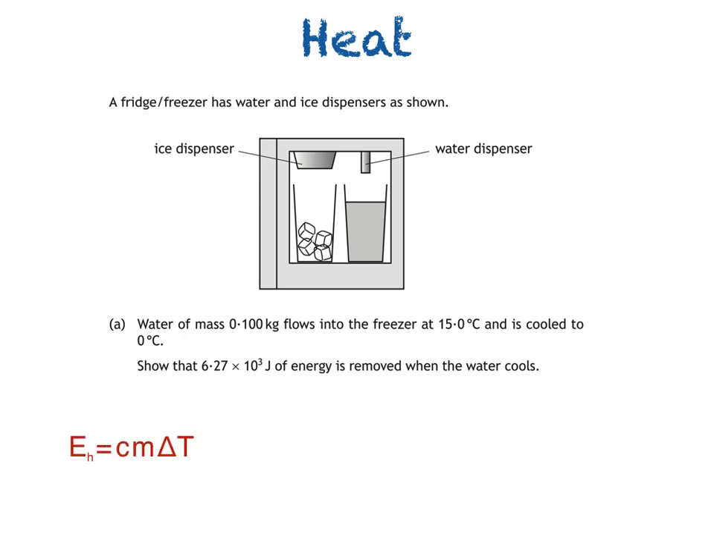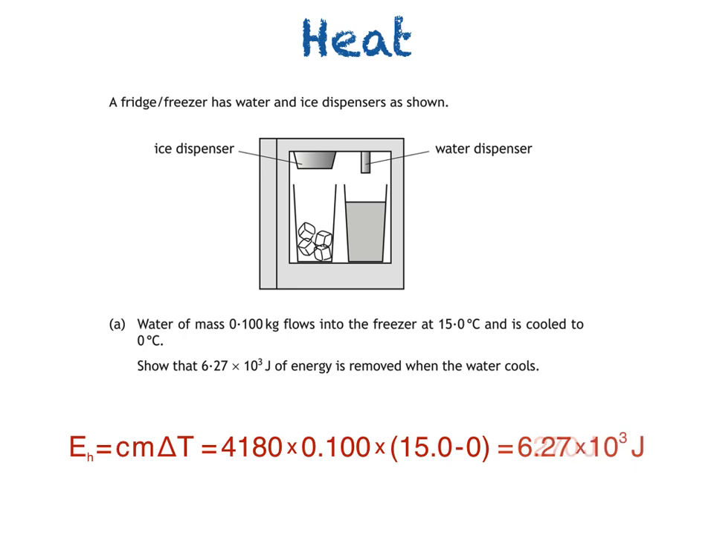C is the material's specific heat capacity, which is found in the data sheets at the front of the exam. M is its mass in kilograms, and delta T is the change in temperature. Now, whether the material's heating up or cooling down, delta T is always calculated by subtracting the lower temperature from the higher temperature. In other words, delta T is always positive. Substituting our values into the equation, we get this, which works out to be 6,270 joules, which is of course equivalent to 6.27 times 10 to the power of 3 joules.